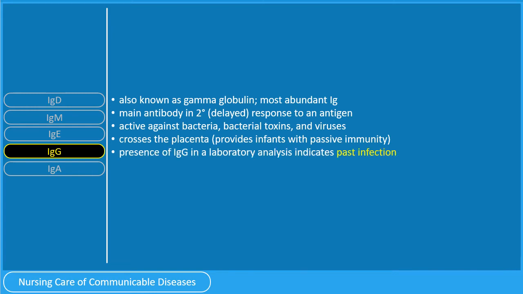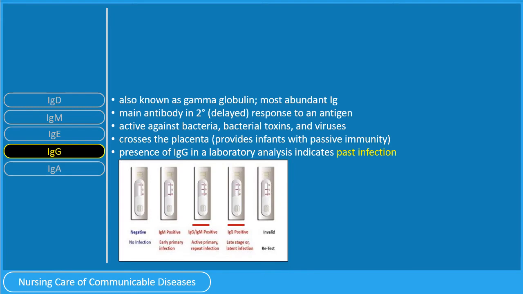The presence of IgG in a laboratory analysis indicates past infection. Looking back at these test kits, the second test kit on the right is IgG positive. It indicates that the patient would have a previous infection. The middle test kit is both IgG and IgM positive. It indicates that the patient has a previous infection and also an active infection.